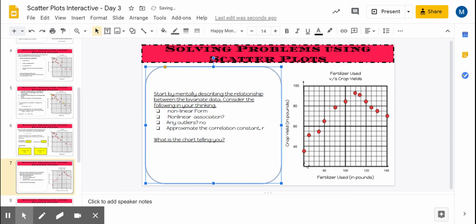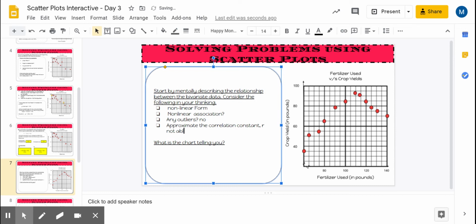No. And approximate the correlation coefficient. And we say not able to do for non-linear. Okay, so if it's not linear, there's no correlation constant for it. But the chart is definitely telling us something here. And that is, let's see, it's about fertilizer used and crop yield.